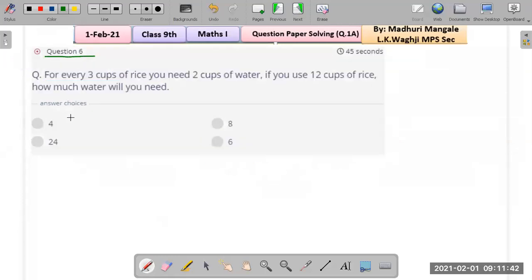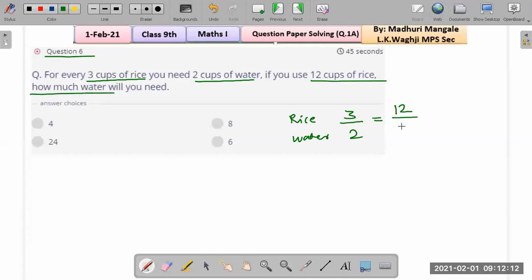Question number 6. All right. Look at this question. Read it carefully. For every 3 cups of rice, you need 2 cups of water. So 3 cups of rice over 2 cups of water, and the ratio has to be the same, right? So if you use 12 cups of rice instead of 3, how much water will you need? How many cups of water? Okay, so that is X.